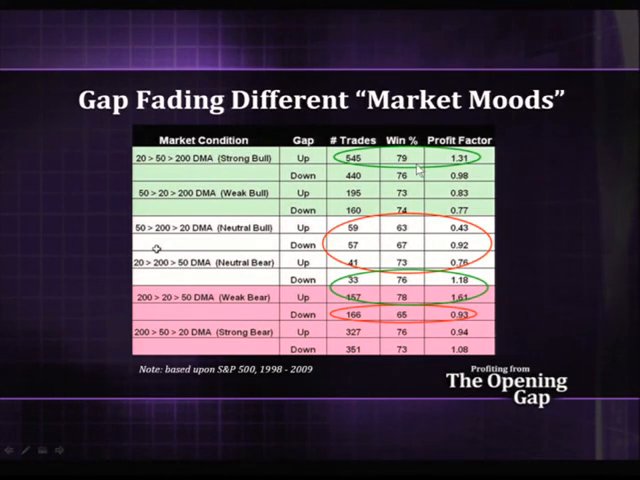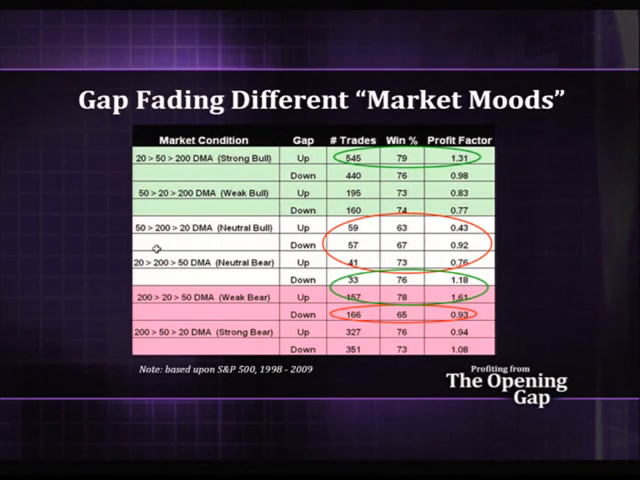Happens frequently. Win rate is almost 80%. That's a nice 8% kicker above the averages, and the profit factor is 1.31. It's generated more than 30% more in profits than losses. That's the one we want. We want those. Those are great.